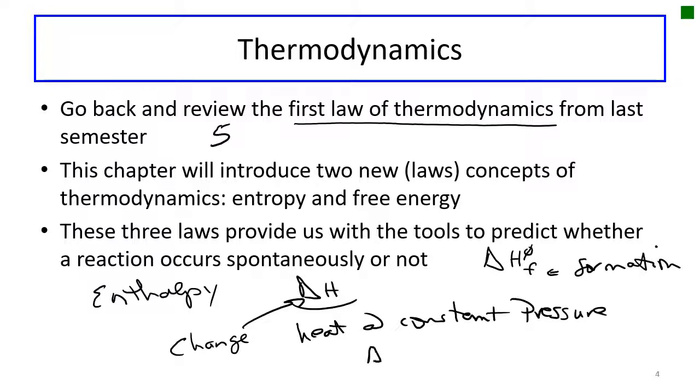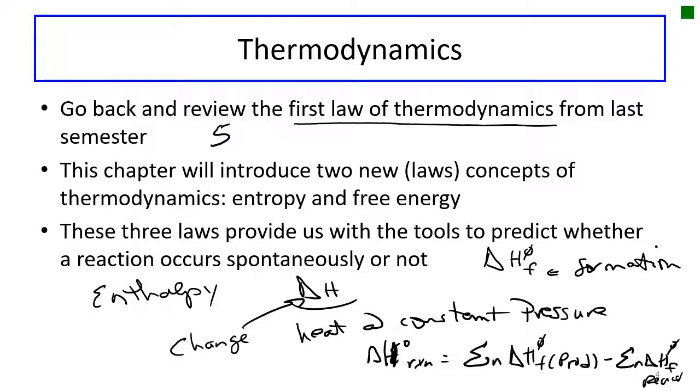And we remember that delta H of a reaction is going to be the sum times the number of moles of the delta H naughts of formation of the products minus the sum times the number of moles times the delta H naught of formation of the reactants. All right, so we use those, and we're going to use delta H to consider thermodynamics in this chapter, chapter 16.